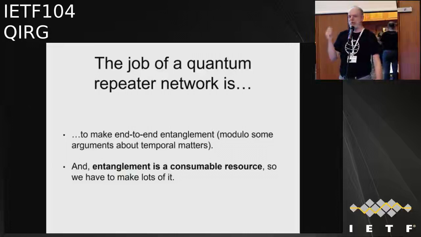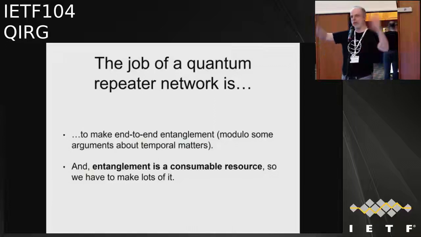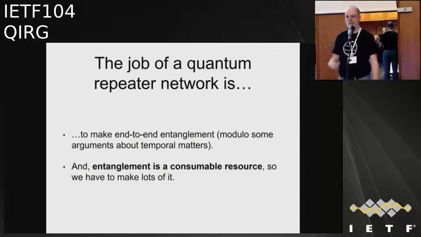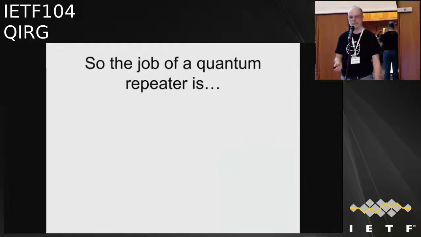So the job of a quantum repeater network is to make this entanglement end-to-end between a pair of nodes, modulo some arguments we're not going to get into about the ordering of events. And importantly, entanglement is a consumable resource. And so we have to make lots and lots of it as we go. That's the job of the quantum network, to regenerate this entanglement continuously.